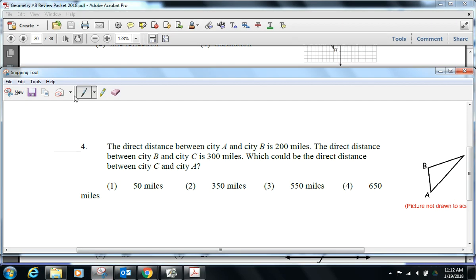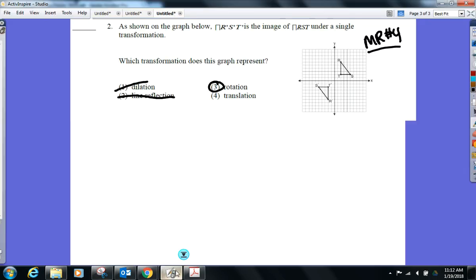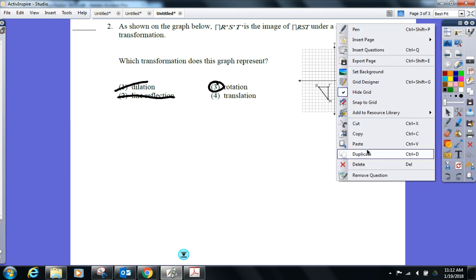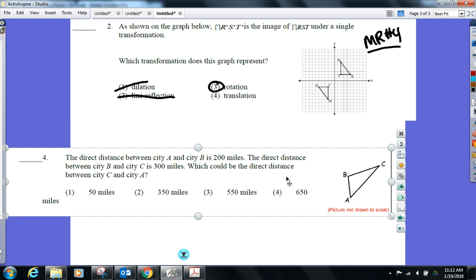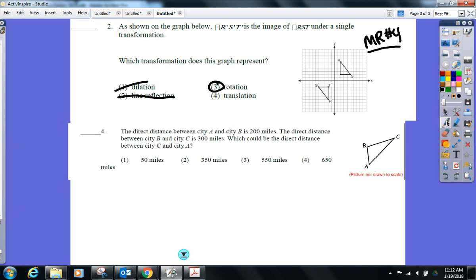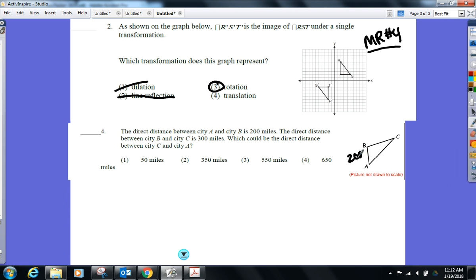Okay, this involves a theorem we haven't talked about in quite a while, actually since Unit 5, I believe. Okay, so here's the deal. We had between A and B is 200 miles, and between B and C was 300. What's a possible direct distance from A to C?